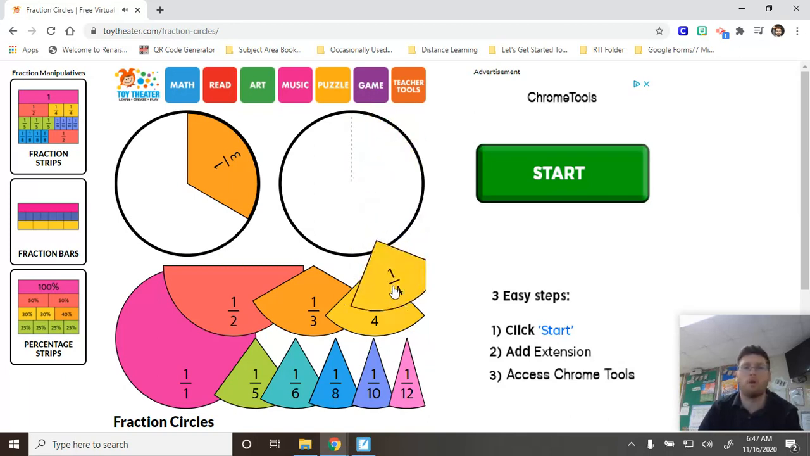So fourths don't work. Okay. And I know halves don't work because half is half of this circle. What about fifths? 1. No, that doesn't work because this line would actually come down to here. So fifths don't work. Let's see about sixth. That works. So how many sixths did I use? Oh, I got 1, 2 sixths.